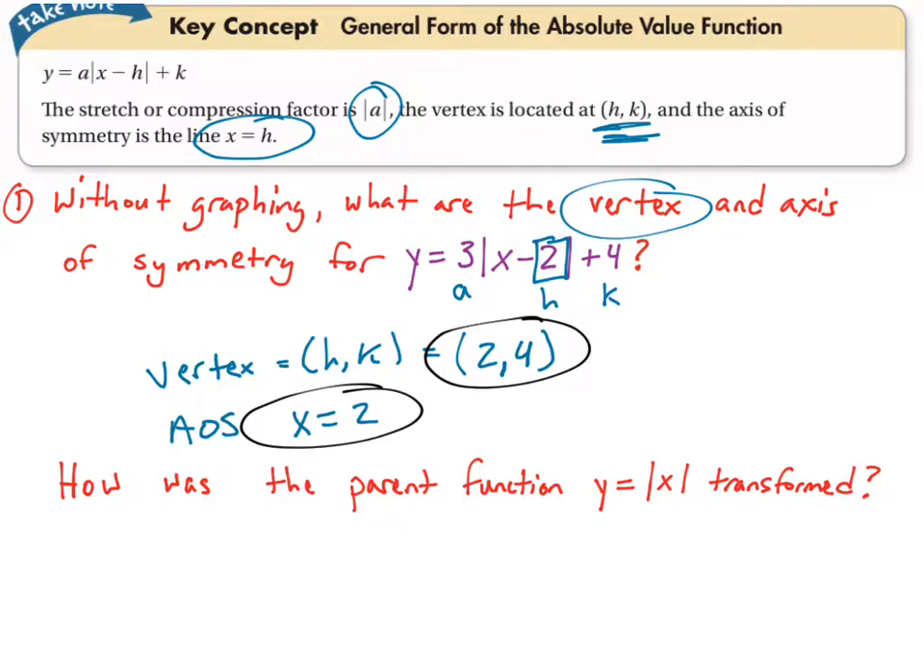The second thing they want to know is how the parent function, the absolute value of x, was transformed. Let's write down y equals the absolute value of x minus 2 plus 4. The plus 4 means it was shifted up 4. The minus 2 means it was shifted to the right 2. And then this is going to be a stretch by a factor of 3.